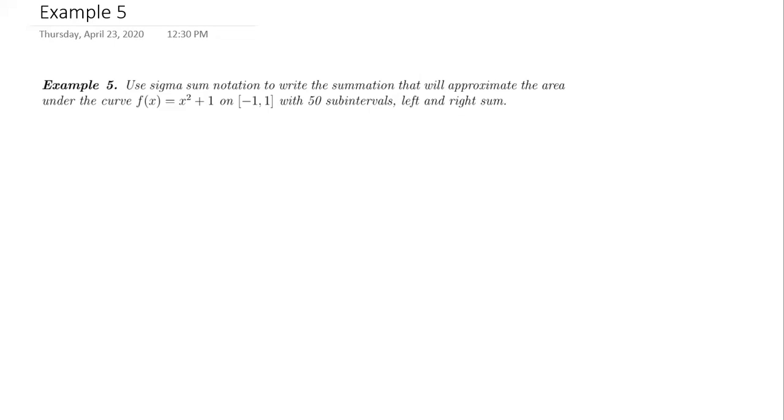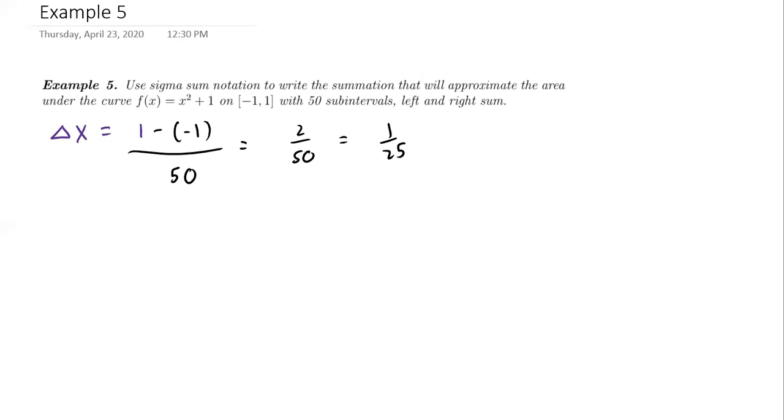Okay. So the process still starts the same. Always find the change in x. So what's the change in x in this case? You subtract the endpoints, and divide by the number of subintervals. So we get 2 over 50, which is 1 over 25. So each subinterval is going to have length 1 over 25. Okay.